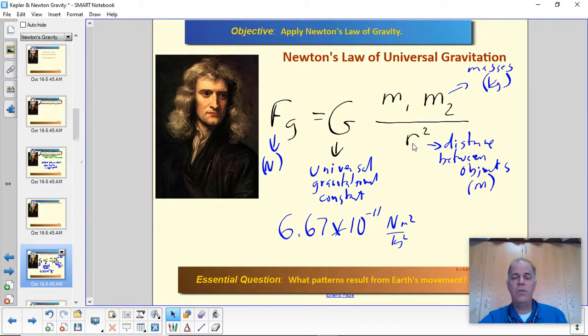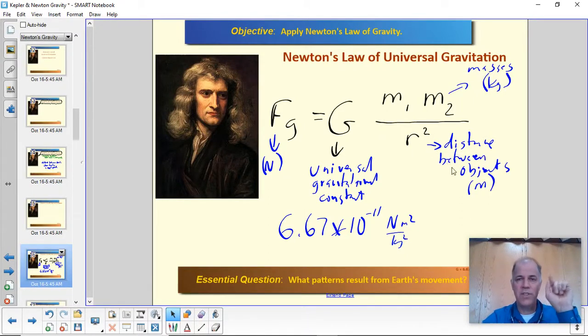Now, the reason that he used R instead of D for distance is because he was thinking in terms of orbits. So like a planet orbiting the sun or the moon orbiting the earth. And so the distance between those two is the radius of the orbit. So that's why he used an R for this. It's the radius of an orbit. But really it's the distance between the two objects.